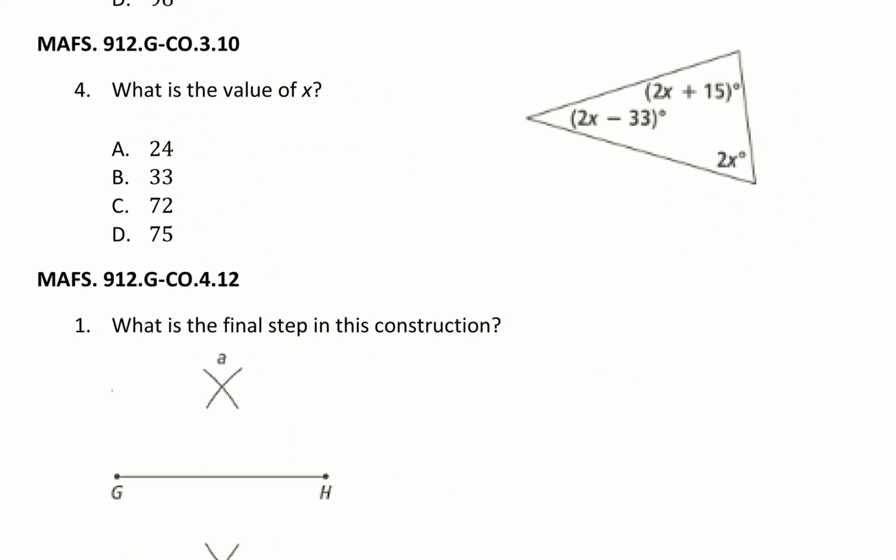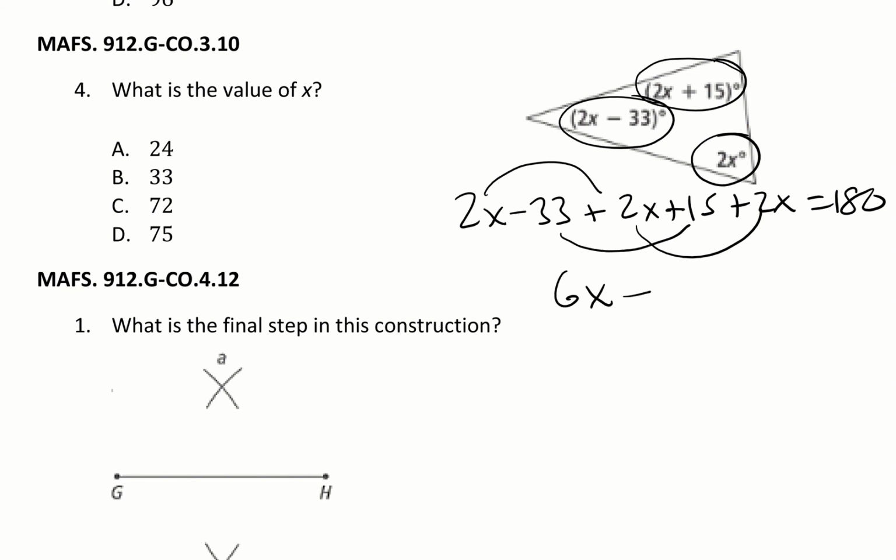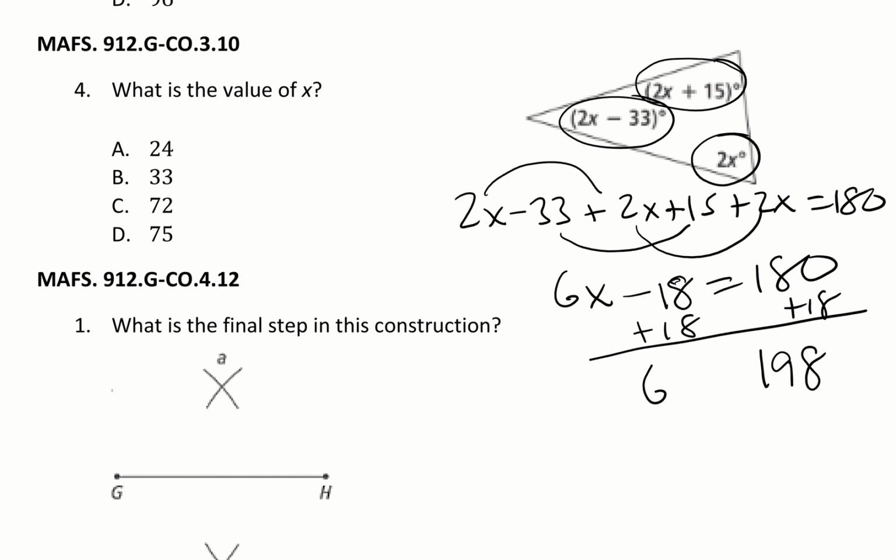What is the value of x in this triangle? So again, we have another triangle. So these 3 angles have to add up to 180. So we got 2x and 2x is 4x, plus 2x is 6x. Negative 33 plus 15 is negative 18. We move the 18 over. Divide by 6 on both sides.